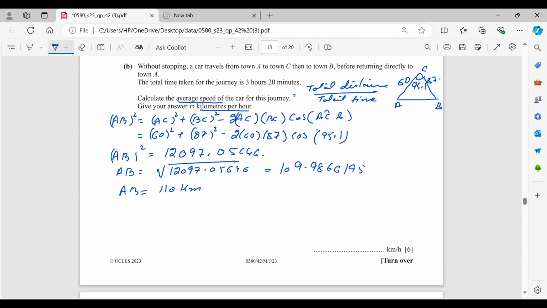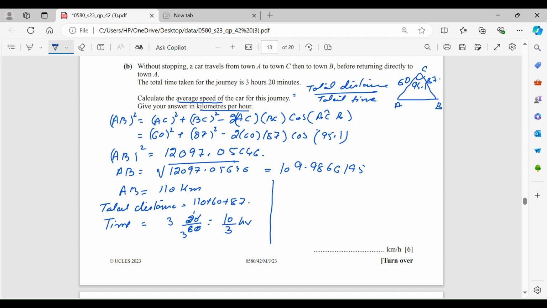So total distance will be equal to 110 plus 60 plus 87, and time is equal to 3 hours 20 minutes. So 20 minutes means 3 hours 20 by 60, which will be equal to 10 by 3 hours, right?